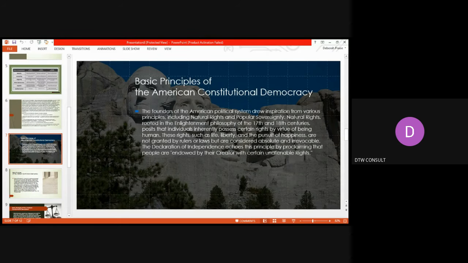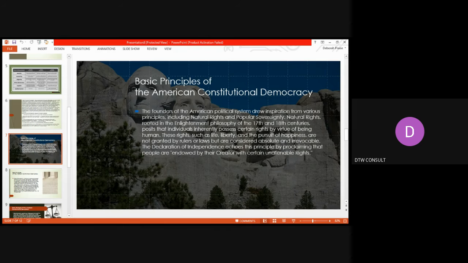These rights, such as life, liberty, and the pursuit of happiness, are not granted by rulers or laws, but are considered absolute and irrevocable. The Declaration of Independence echoes this principle by proclaiming that people are endowed by their creator with certain unalienable rights.